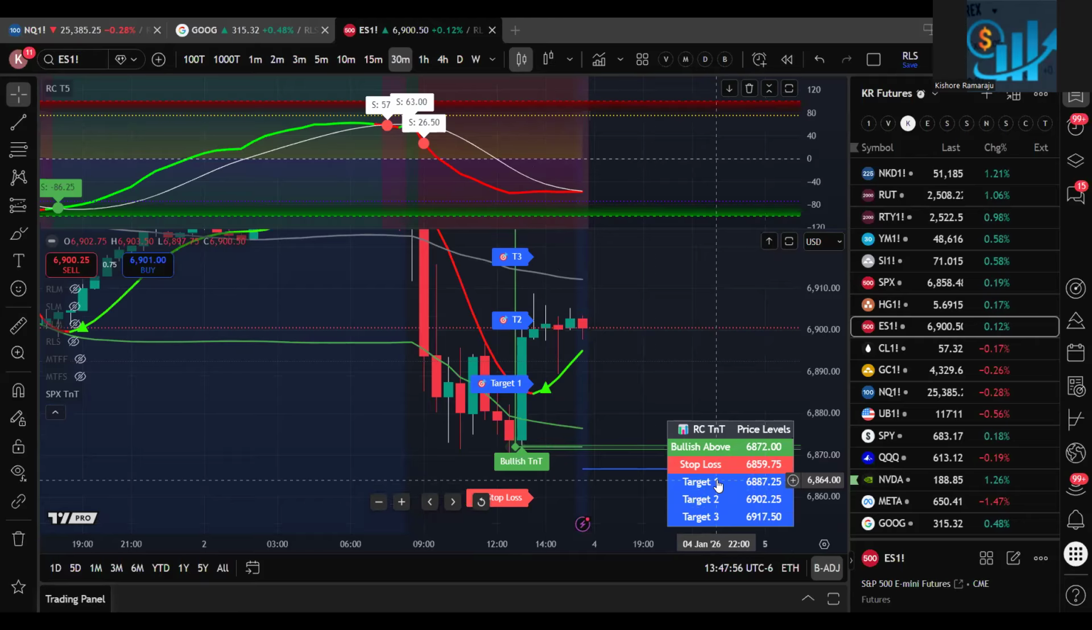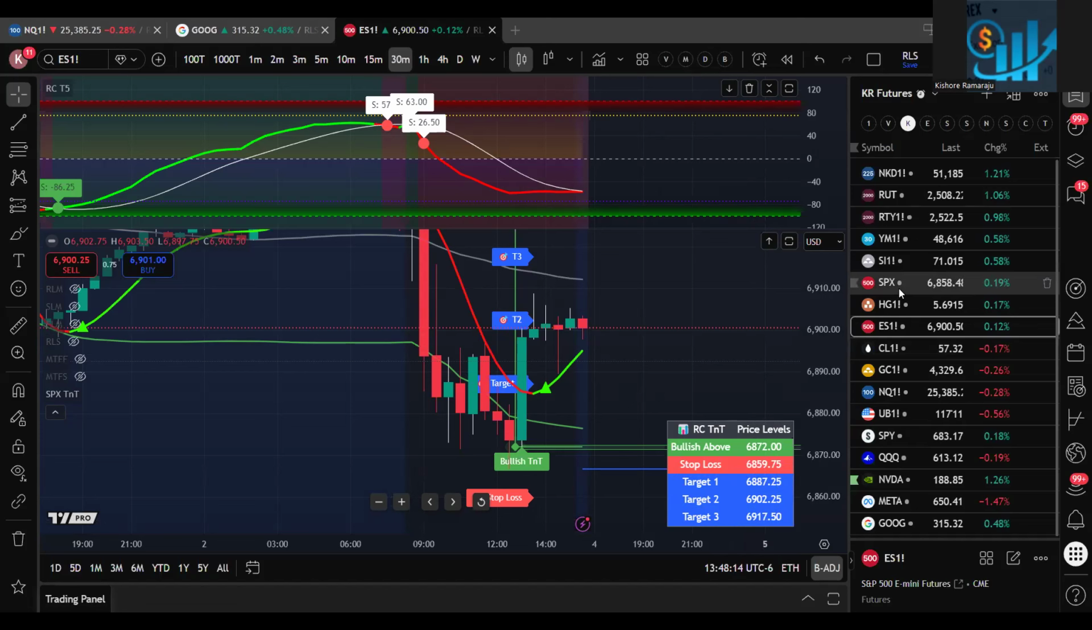Generally, it will not go directly to the end. It will go to target one, then there will be a small reversal, and again go to target two, small reversal, again go to target three, and then there can be a reversal. But minimum for personal accounts, you can hold until this target 69.17.